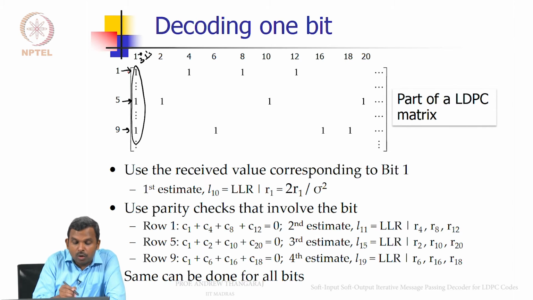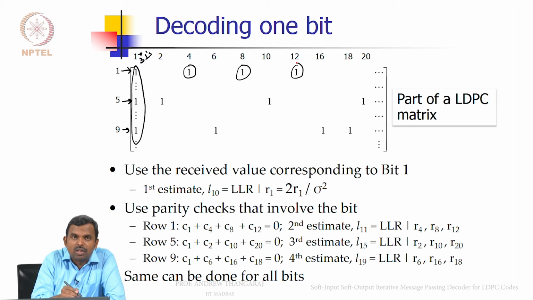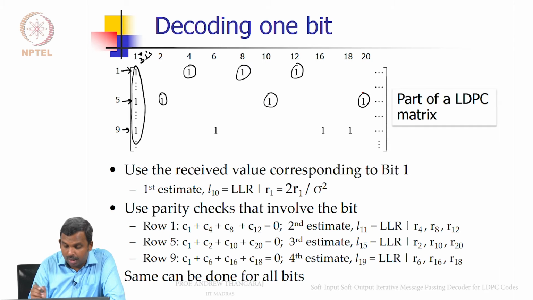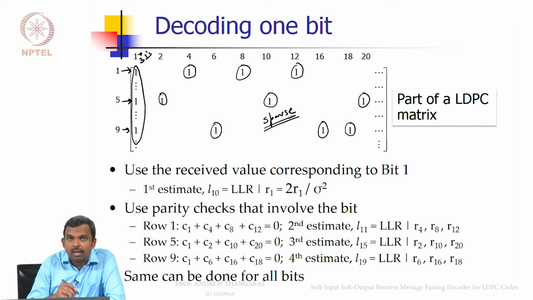And if you focus on the first row, it has 1s in the 4th column, 8th column, 12th column. Of course, the first column is also a 1. Likewise, the 5th row has 1s in the 2nd column, 10th column and 20th column. And the 9th row has 1s in the 6th column, 16th column and 18th column. Remember, this is a sparse matrix, so you expect a lot of zeros, very few ones. So, this is sort of the local structure.